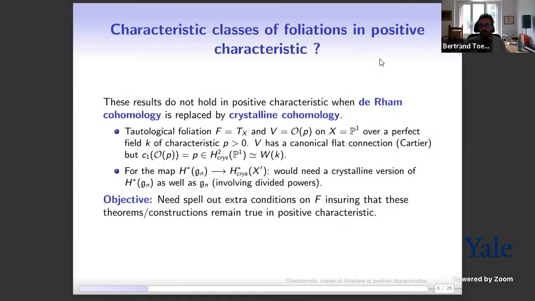And so this is what I'm going to do now. I'm going to spell out some extra conditions on F. These are not exactly extra conditions. They are extra structures. And the map involves, for instance, this characteristic classes map will depend on the extra structure we pick. So it's not only a condition. And that ensures that these theorems and these constructions make sense in positive characteristic.